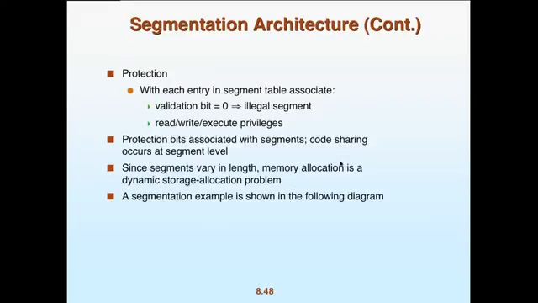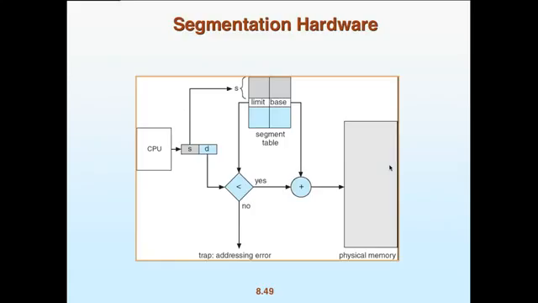In terms of the protection feature, with every one of the entries, we can keep a valid bit, an invalid bit, and read, write, and execute privileges in terms of the memory that's being used. And with the protection bits associated with the segments, code sharing might occur at the segment level, perhaps. And since the segments vary in length, memory allocation is dynamic, so we have a dynamic allocation problem that might come out of that. And a segmentation example is shown in this diagram here.